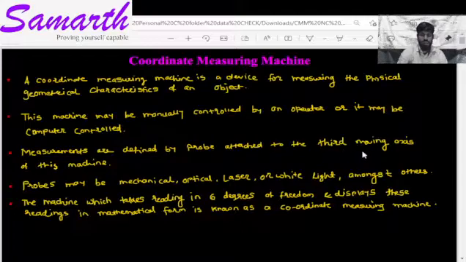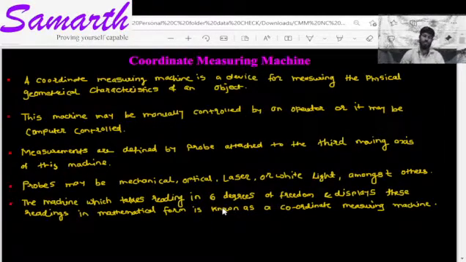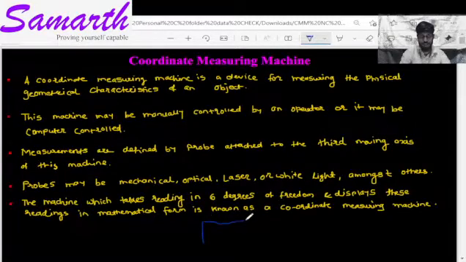So the third moving axis of the machine, that means let us say X, Y, Z, 3 axis. So the machine which takes reading in 6 degrees of freedom and displays these readings in mathematical forms is known as coordinate measuring machine. 6 degrees of freedom it has. I will also show, if you may have seen a bridge type structure or different structures are there. Let us say I will draw here one schematic. This is, let us say, a coordinate measuring machine.